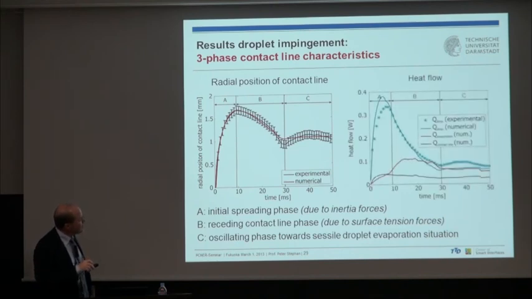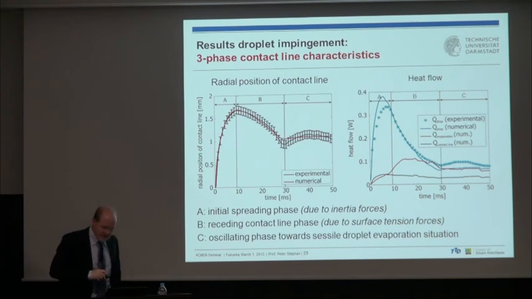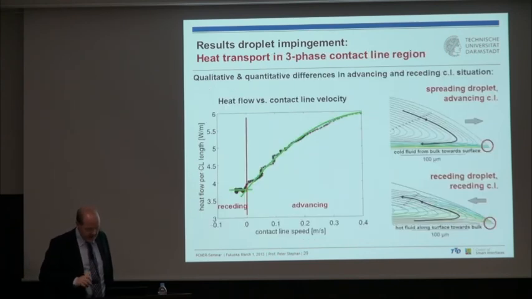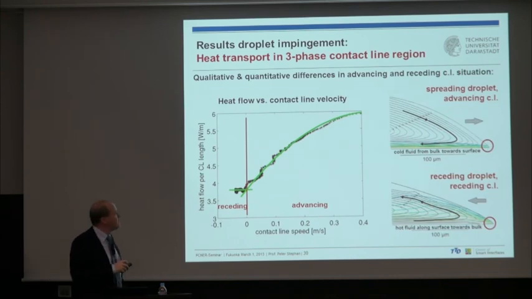And now what we can't see in detail from our experiment is the following. We can measure the overall heat transfer from the wall to the fluid, but we can't see the details. Where does the heat go to? Does it go into the contact line evaporation? Does it go into the evaporation in the center of the droplet? And we see the development here in our numerical simulation. What we learned from that is the following. Here I plotted the heat flow per contact line length.